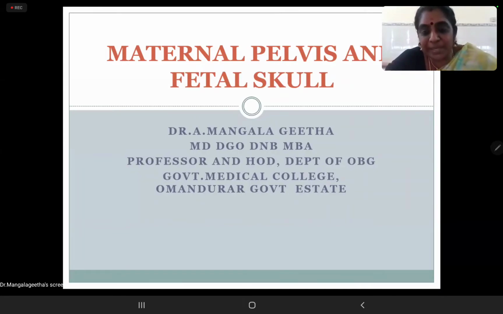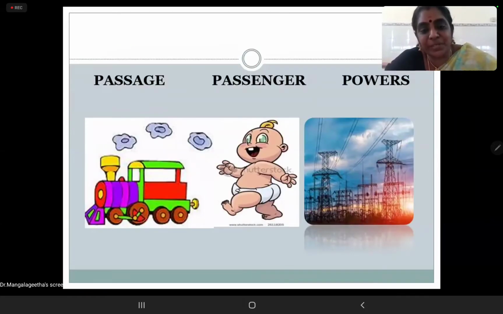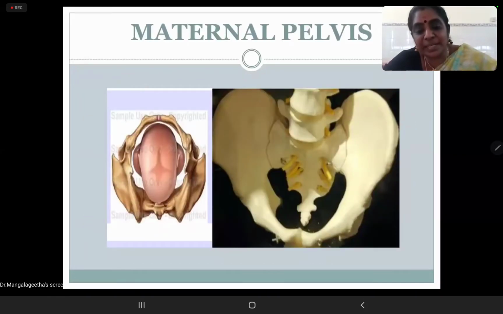Today's topic: maternal pelvis and fetal skull. The three main components for normal delivery, we all know, are the passage, the passenger, and the powers. It can be shown as a cartoon I have put here. The passage would be the tunnel, the passenger is the train, and the powers are the uterine contractions. Mainly we'll focus on the maternal pelvis and fetal skull and their importance in normal delivery.